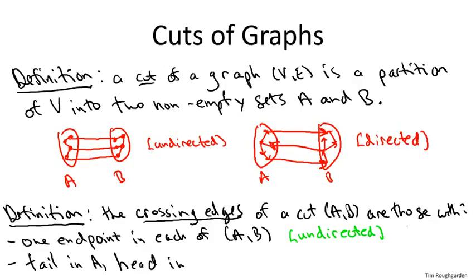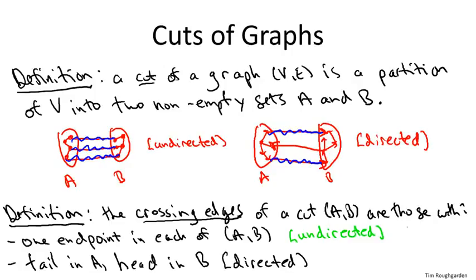So referring to our two cartoons of cuts, for the undirected one, all three of these blue edges would be the edges crossing the cut AB, because they're the ones that have one endpoint on the left side and one endpoint on the right side. Now for the directed one, we only have two crossing edges. So the two that cross from left to right, with tail in A and head in B. The one that's crossing backward does not contribute. We don't count it as a crossing edge of the cut.